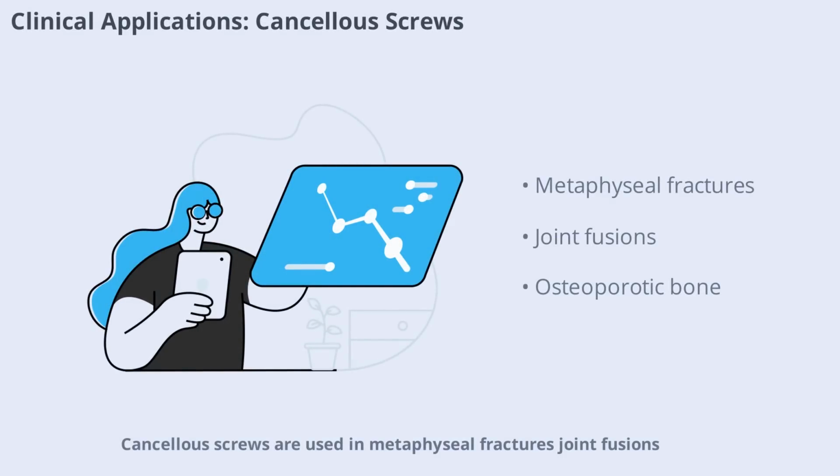Cancellous screws are used in metaphyseal fractures, joint fusions, and osteoporotic bone. Their coarse threads and larger core diameter provide excellent purchase in low-density bone, making them ideal for non-load-bearing applications. These screws are crucial for achieving fixation in areas where traditional cortical screws might not hold as effectively.